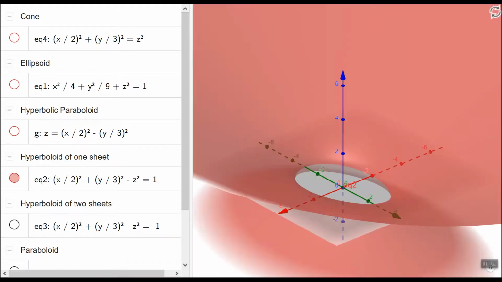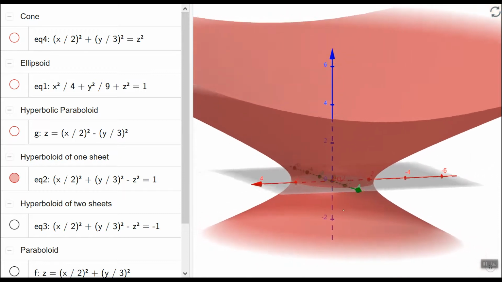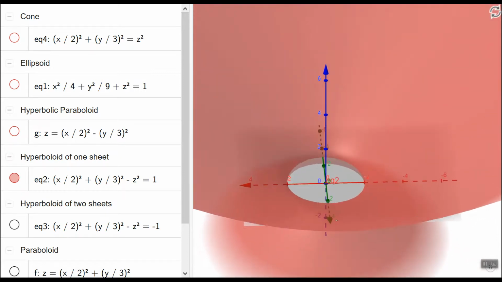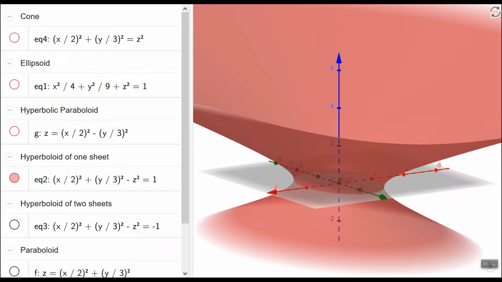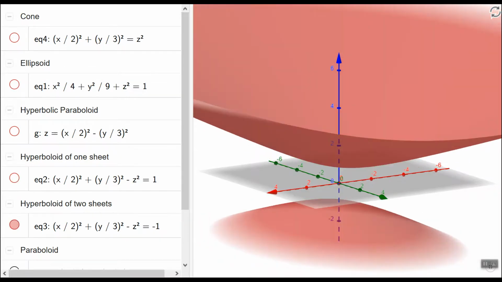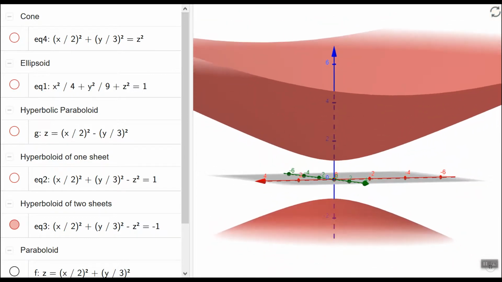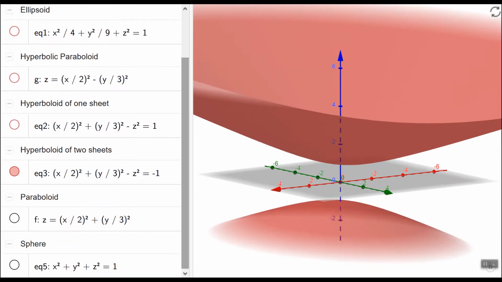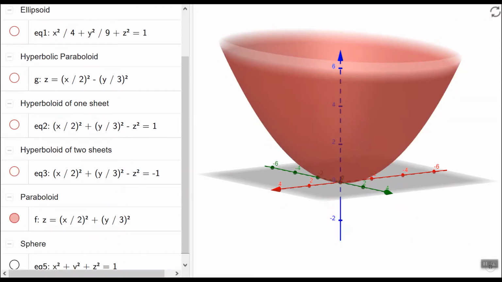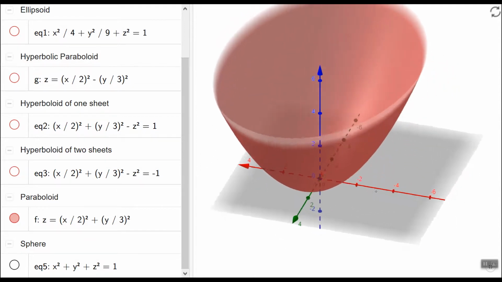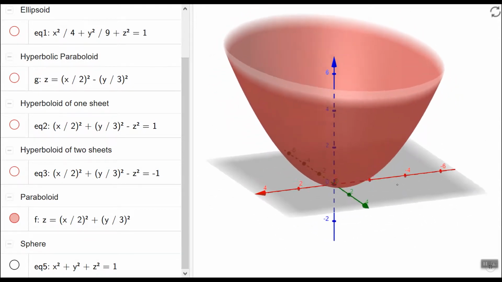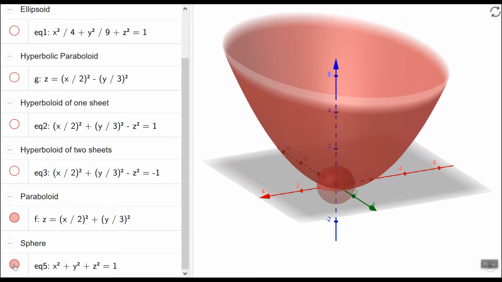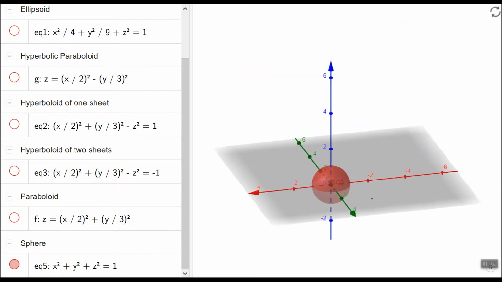A hyperboloid of 1 sheet. Notice it's a hyperboloid, and it's of 1 sheet because the 2 sides connect. And what I mean by 2 sides is that we could have a hyperboloid of 2 sheets, meaning these hyperboloids do not touch. Again, it's split off into 2 different surfaces. That's why it's a hyperboloid of 2 sheets. We also have a paraboloid, which looks like this bowl-looking figure. And the last one that we have is a sphere.